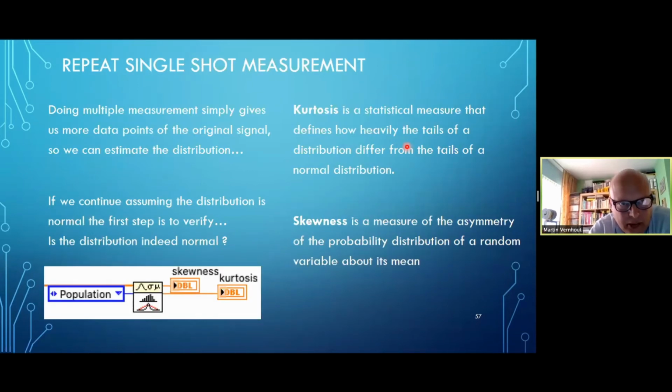So what we could do is repeat a single shot measurement. If you're doing a repetitive single shot measurement, the first thing is, was the distribution actually normal? And you can test it. Just put your data into a VI, and that will tell you if it is skewed or not skewed at all. The skewness should be 0, and the kurtosis should be around 3 for a normal distribution. So it's not something to take lightly. I am assuming it's normally distributed data. You can test your assumption by measuring it.